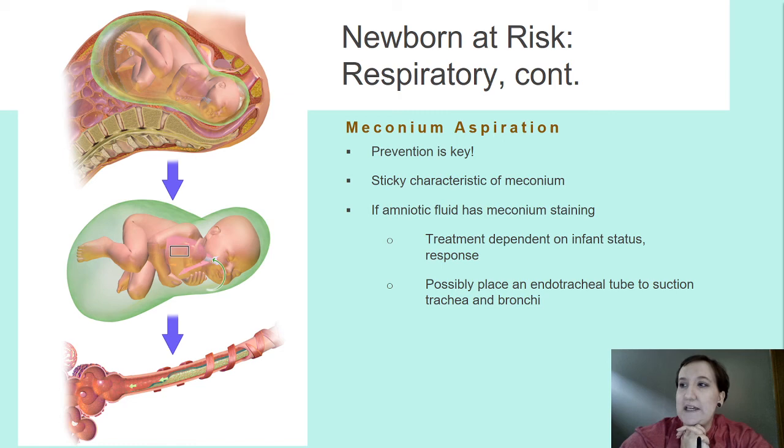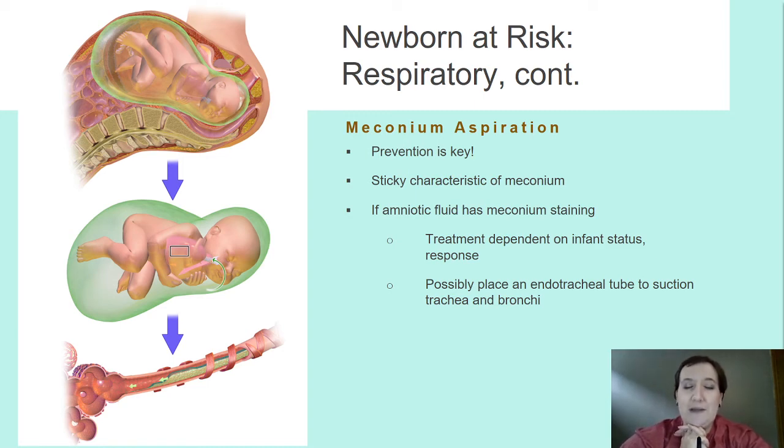Why does a baby pass meconium in utero? As I mentioned, they can be stressed. It can also be in response to hypoxia. They're gasping, they're bearing down. It's a vagal response. So, management. Treatment really is dependent upon the infant's status. We've come a long way in the past 10 years as to how we treat a meconium baby.